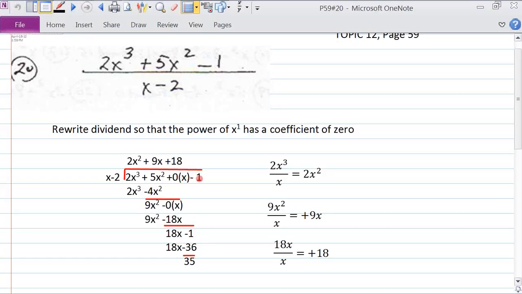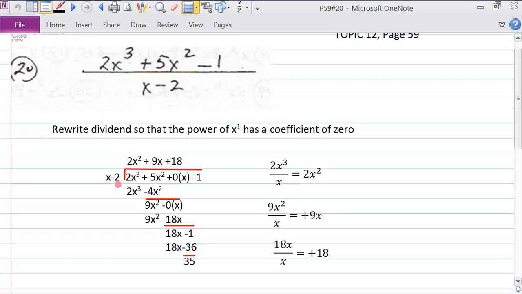So I'm rewriting the dividend so that the x to the 1, or x, has a coefficient 0. So I now have power 3, power 2, power 1 above this x, and no power of x with this number over here, the 0 power. Now I'm going to divide the first term of this by the first term of that.